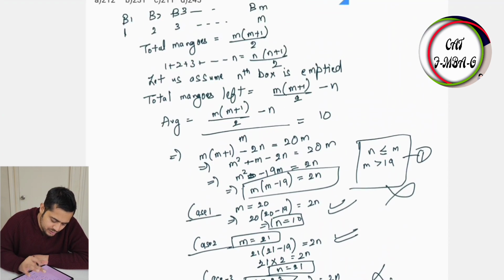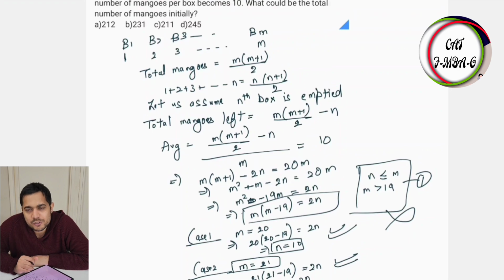If you check the options, only 231 is matching, so this is the right answer. 210 is also a right answer, but it is not given in the options. So that's why 231 is the right answer. I hope you understood this question.